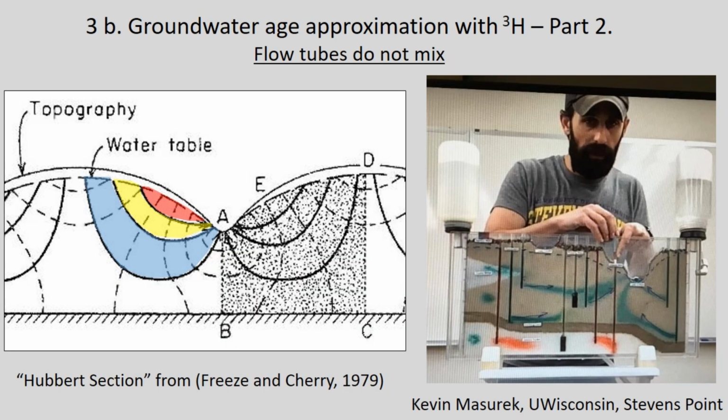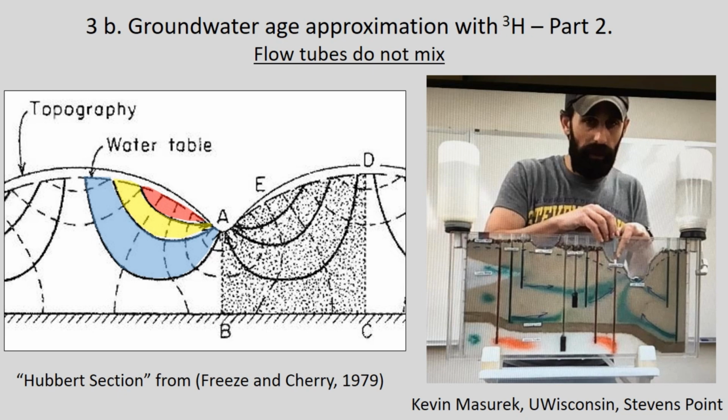Another kind of principle that we use is the concept that groundwater does not mix in flow tubes. Again, we have the Hubbard section that we're showing on the left side, where groundwater flows from hills to low areas, and the different colors represent flow tubes, and they don't mix between each other. So if the water goes in here at 1 tritium concentration, it won't change except by decay until it discharges.